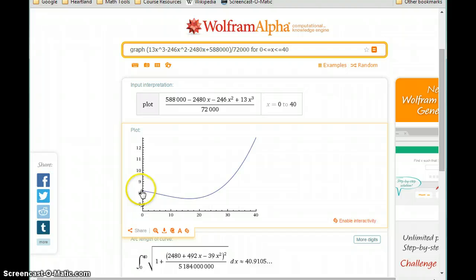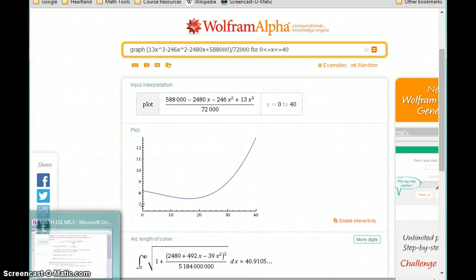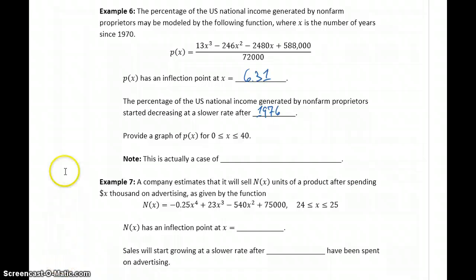In this case, at x equals 6, right about here, that inflection point occurs. We can see that the inflection point occurred because our function changed from concave down to concave up. So this particular application wasn't actually an example of diminishing returns. What we're actually looking at is a case of increasing returns.